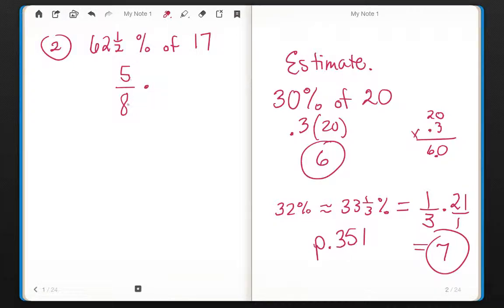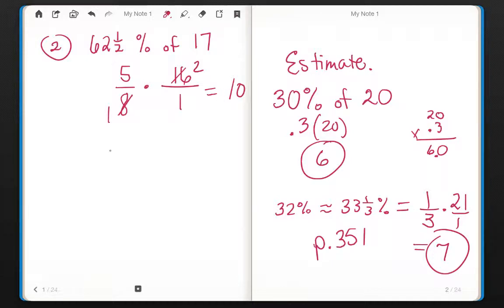Okay, so 5/8 times now. What is close to 17 that would be easy to work with if I used 5/8? 20. 15. 16, right? Why, Lydia, is 16 a nice number for that? Because 8 goes into 16 evenly. Exactly. And is 16 close to the original number? Yes. Good. So then we could do 16 divided by 8 is 2. Then we get 10.